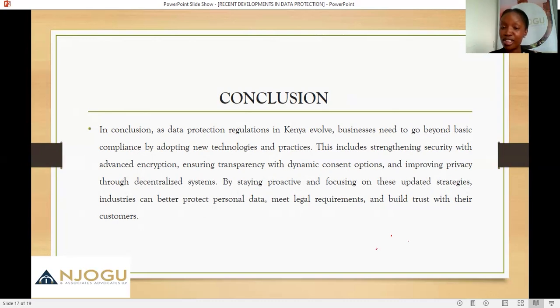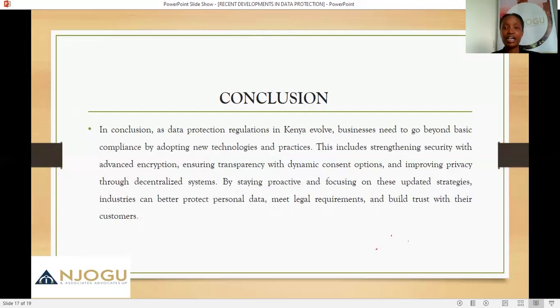And having been aware of all these things, being knowledgeable of the Data Protection Act, the regulations there, and the place that the ODPC plays, you do not need to sit on that issue anymore. This includes strengthening security with advanced encryption, ensuring transparency with dynamic consent options, and improving privacy through decentralization systems. By staying proactive and focusing on these updated strategies, industries can better protect personal data, meet legal requirements, and build trust with their customers. That's it for the September update on data protection and the recent developments.